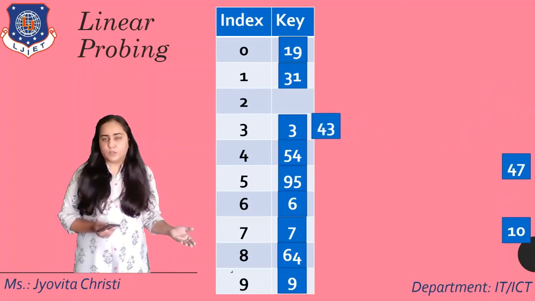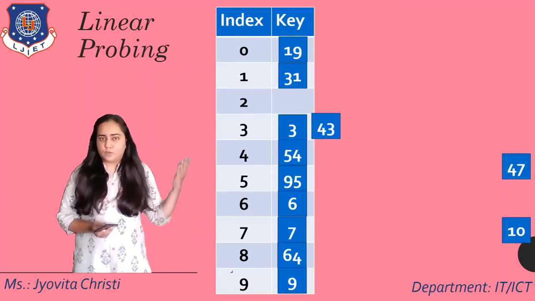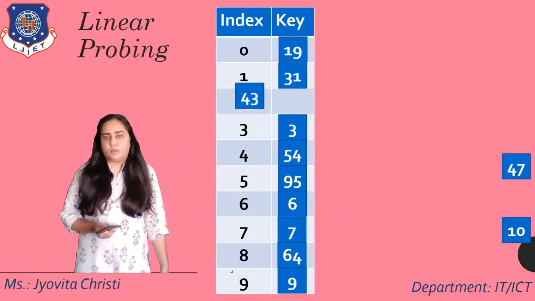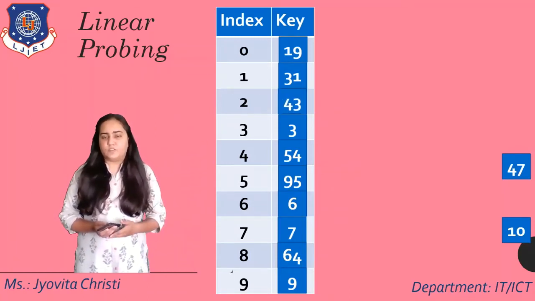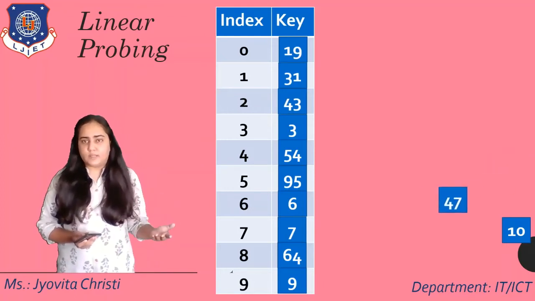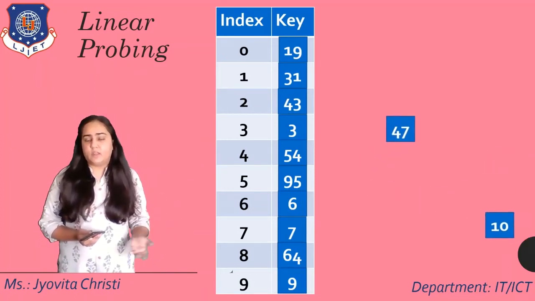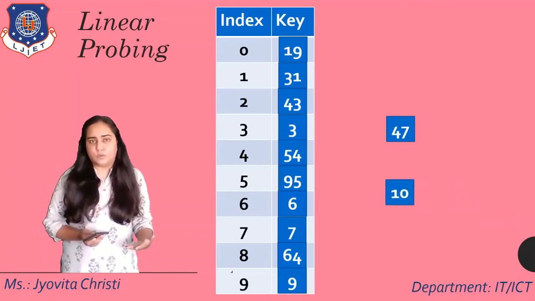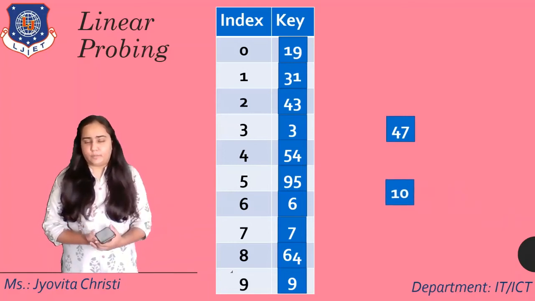43 has a collision. So if we go for the next free bucket, then we are going to reach the end of the table and start again from the top, where we will find 2. So 43 will get inserted at position 2. Now there are 2 keys left, 47 and 10. Now I have no way of inserting these 2 because I'm doing linear probing.